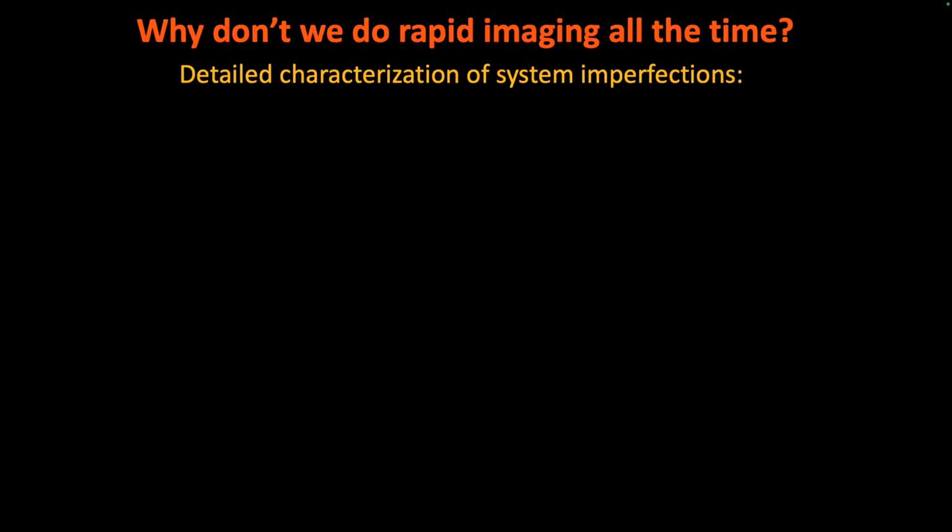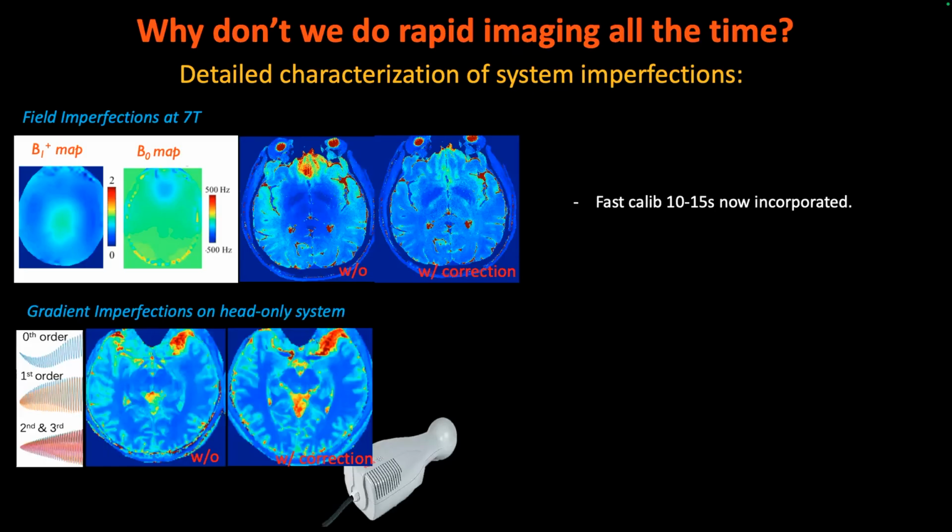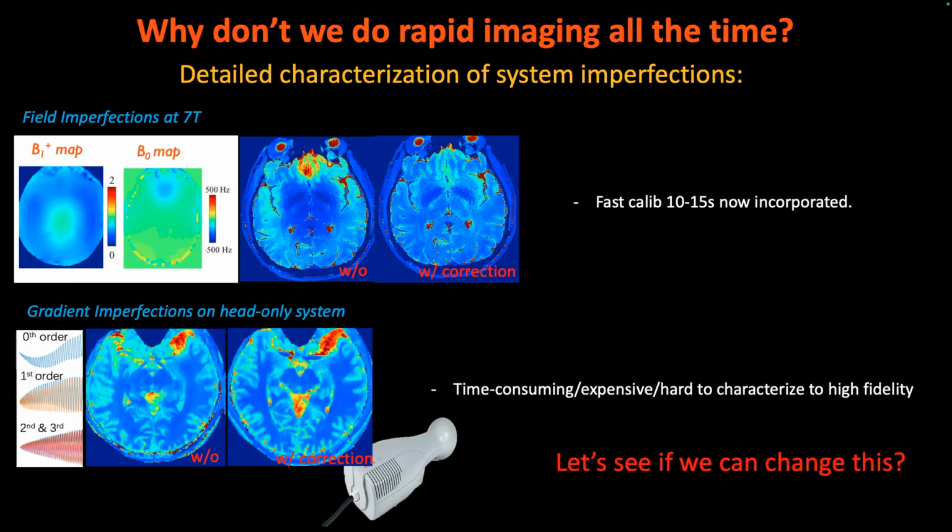Why don't we do this all the time? And it's all in the detail. You need quite a bit of detailed characterization of system imperfections. At 7T, you have a lot of B1 and B0 inhomogeneity, so you need to correct for those. We've developed a way to calibrate this out quickly and incorporate that already. But there are also other imperfections, particularly in the powerful head-only system, requiring you to use a scope, a field camera, to really calibrate it and incorporate that information in the reconstruction. This can be time consuming, with kind of expensive equipment, and having a new postdoc to train to use this. So it's going to take a bit of time to do.